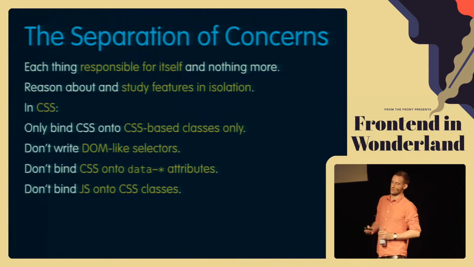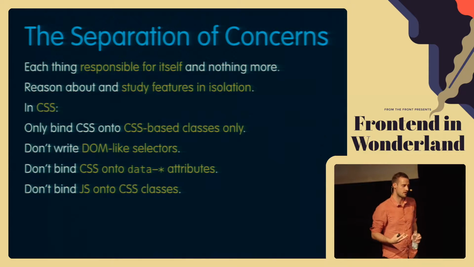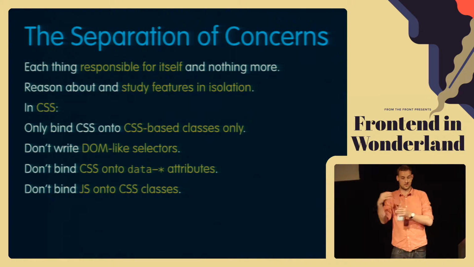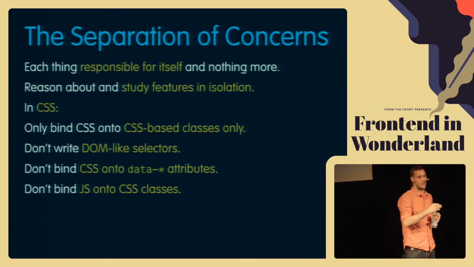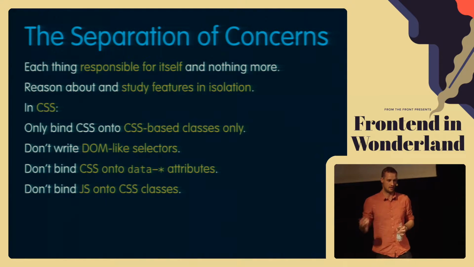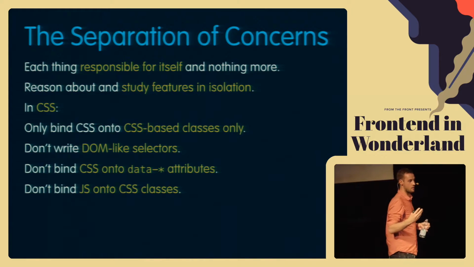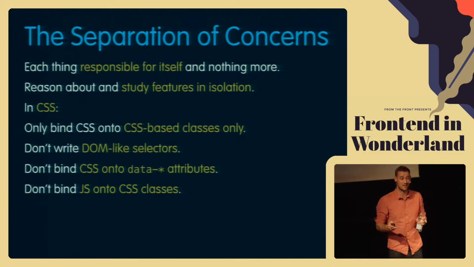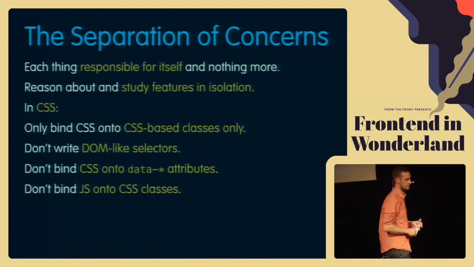And don't bind JavaScript onto CSS classes. People do this quite a lot, and I've had clients where they would write a single class and they'd do all the styling on it and then all the JavaScript on it. They can never use one without the other. And if they change the name of that class in the CSS and in the view, but forget to do it in the JavaScript, it's going to start breaking things. So the separation of concerns trains you to think about one thing at once.